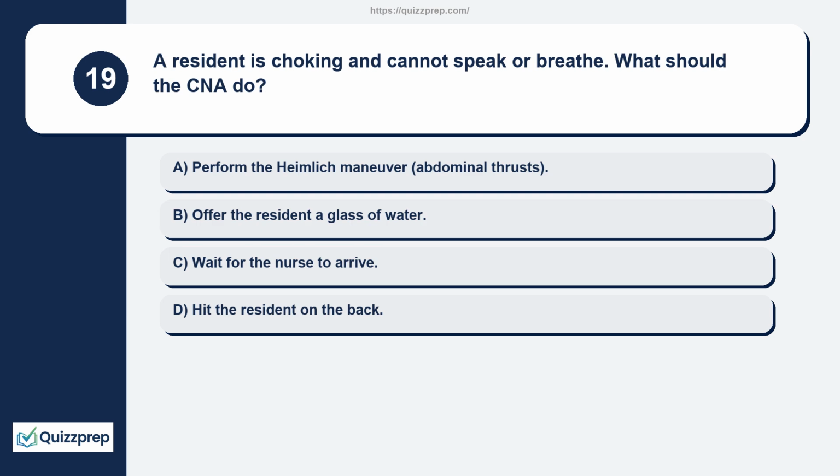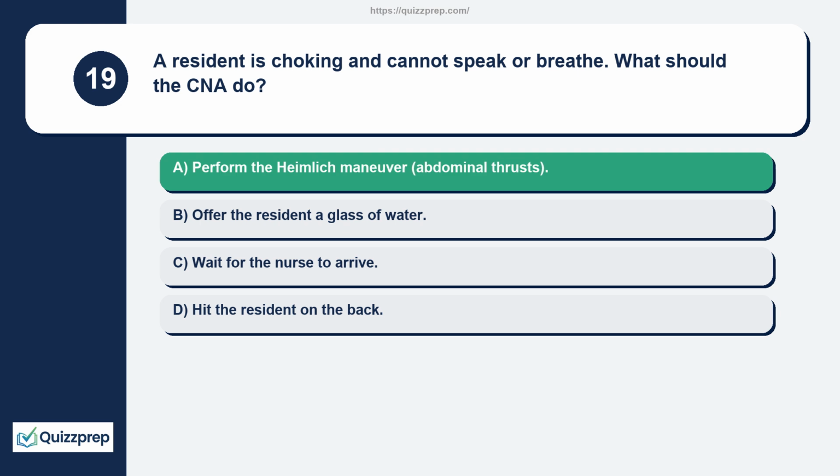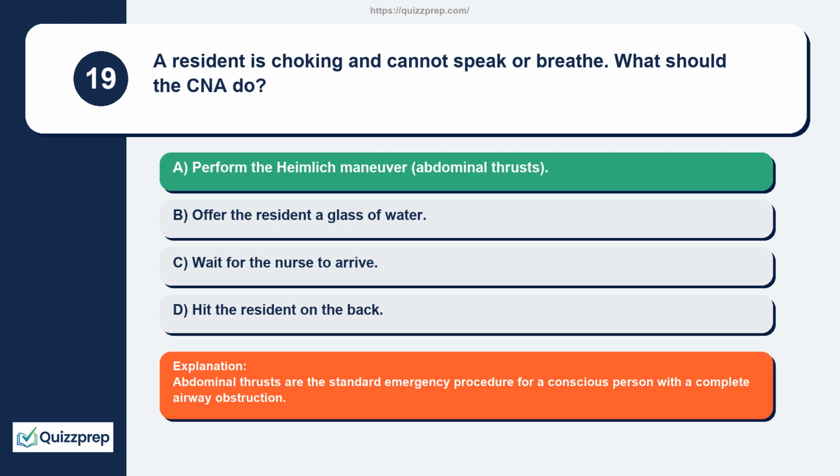Question 19. A resident is choking and cannot speak or breathe. What should the CNA do? Perform the Heimlich maneuver, abdominal thrusts. Offer the resident a glass of water. Wait for the nurse to arrive. Hit the resident on the back. Abdominal thrusts are the standard emergency procedure for a conscious person with a complete airway obstruction.